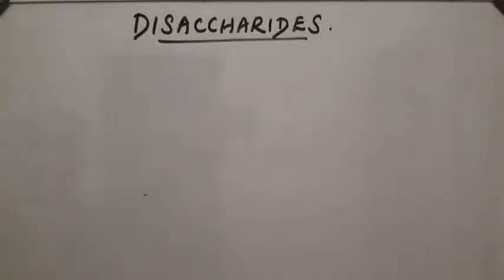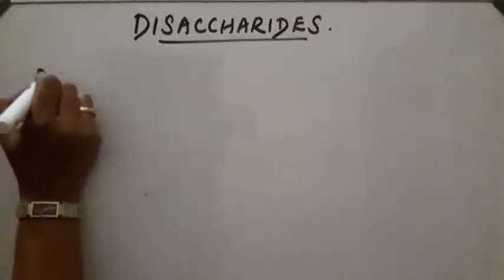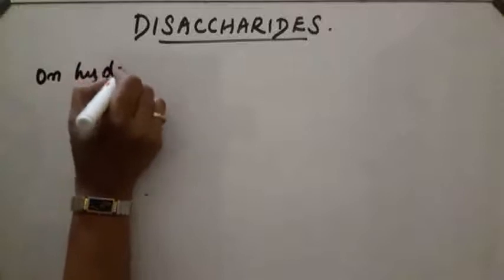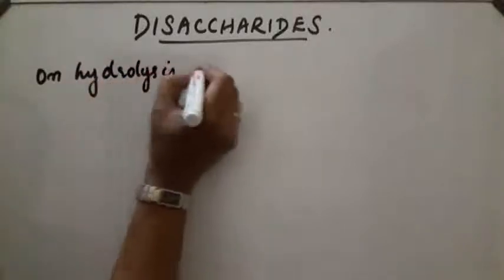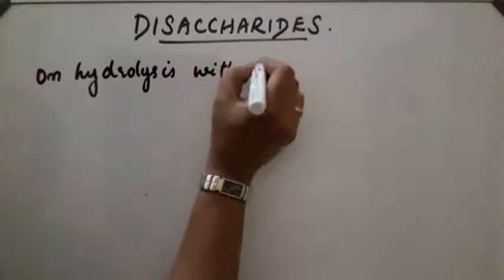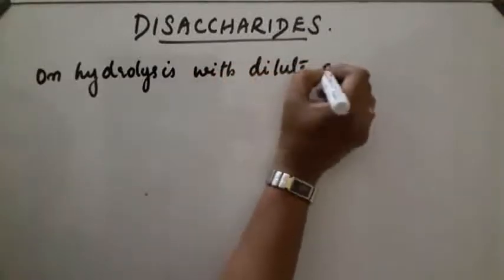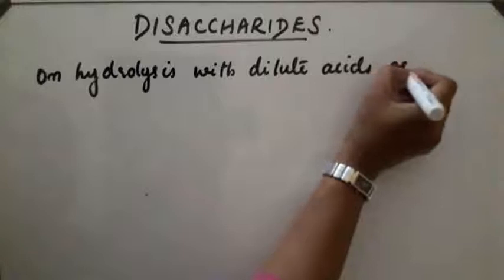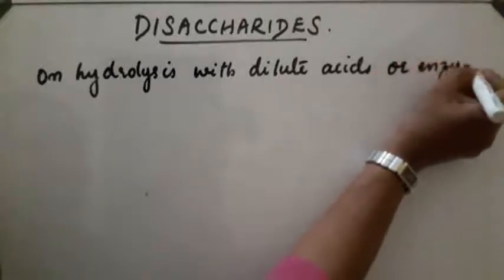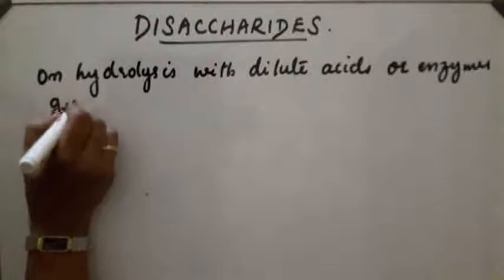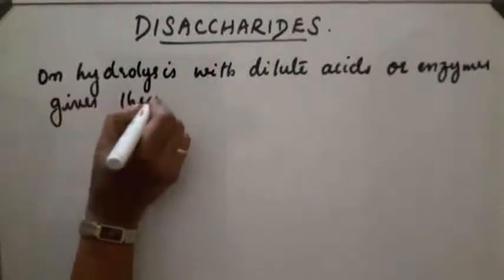Disaccharides. Disaccharides are compounds containing two monosaccharides. Di means two. These two monosaccharides are produced when these disaccharides undergo hydrolysis with dilute acids or enzymes.